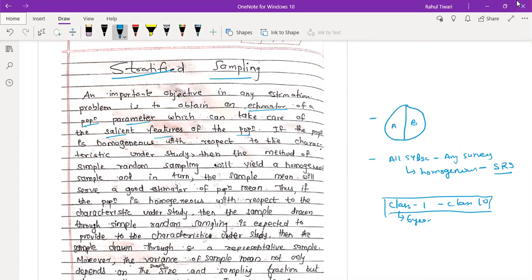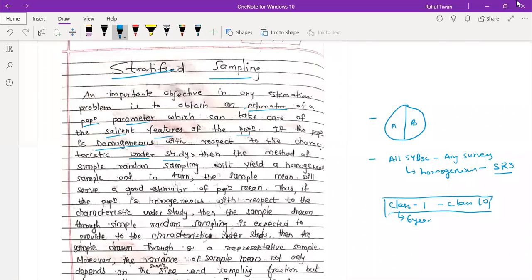If the population is homogeneous, like I have shown in the plot data, where if you make the same division the area is the same. If I'm considering homogeneous data like SYBSC students, FYBSC students, TYBSC students, they are all the same type of students, their age is approximately the same, their height is approximately the same. Those things will be considered with respect to the characteristics under study. The characteristic which we are assuming is the important thing.